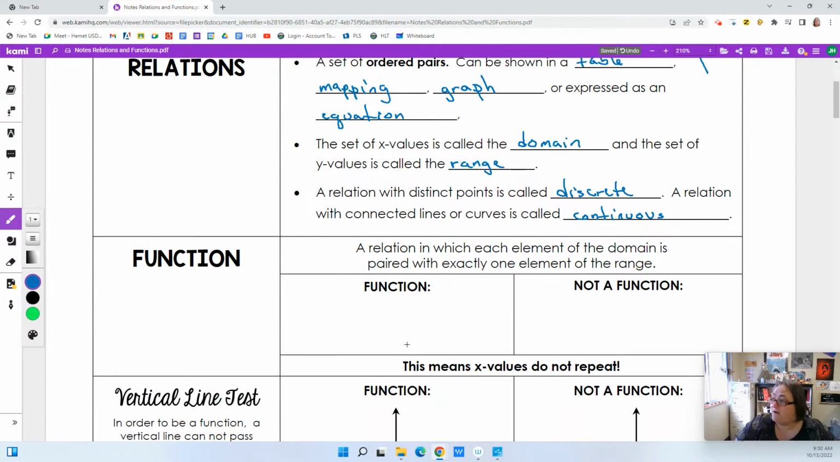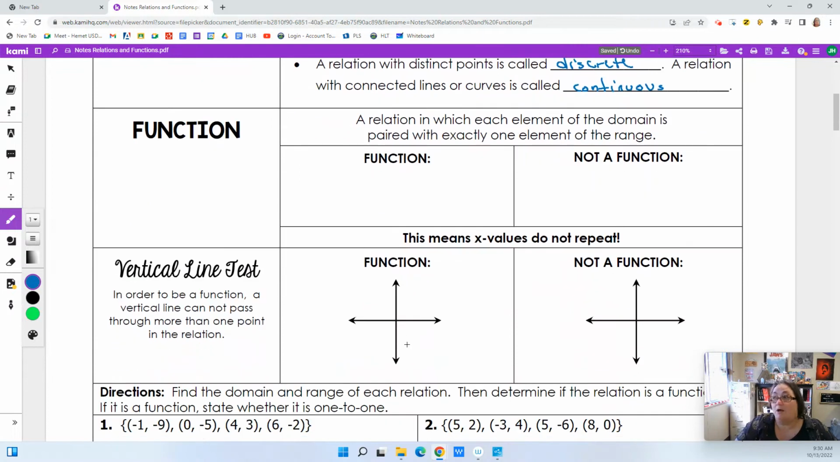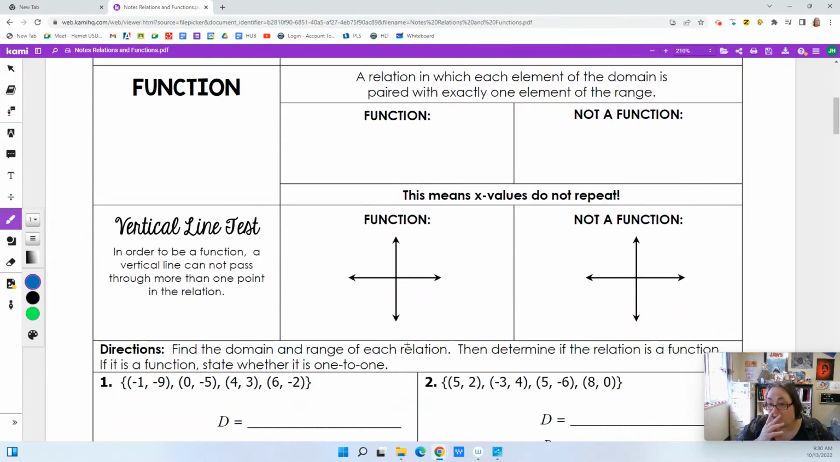When we're talking about functions, which we'll be talking about a lot for the next several weeks, a function is a relationship in which each element of the domain, all of our X values, is paired with just one element of the range. What that means is whatever I put in for X can only give me one Y value. It can't have multiple Y values.